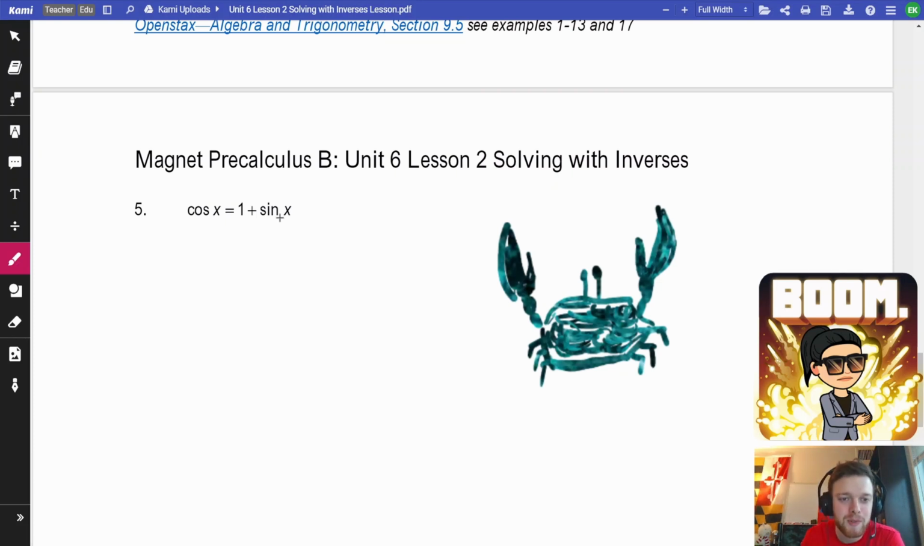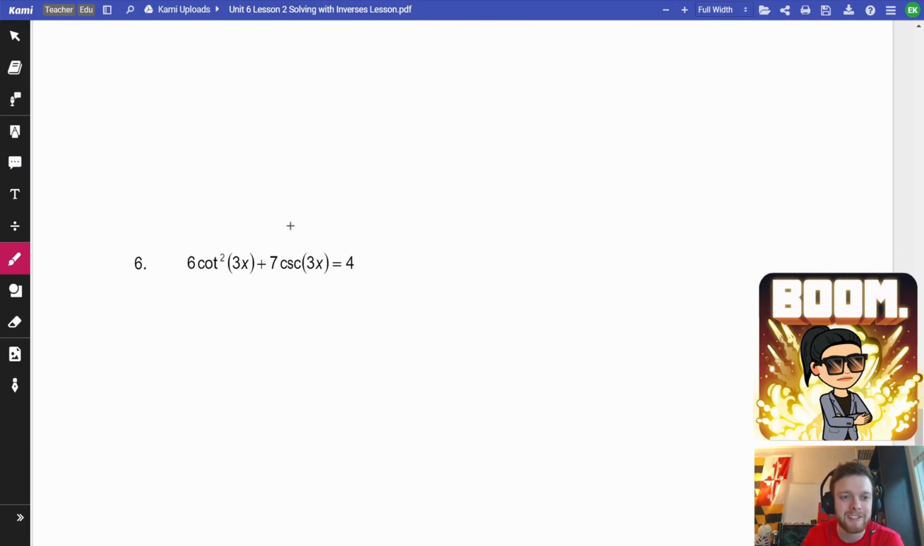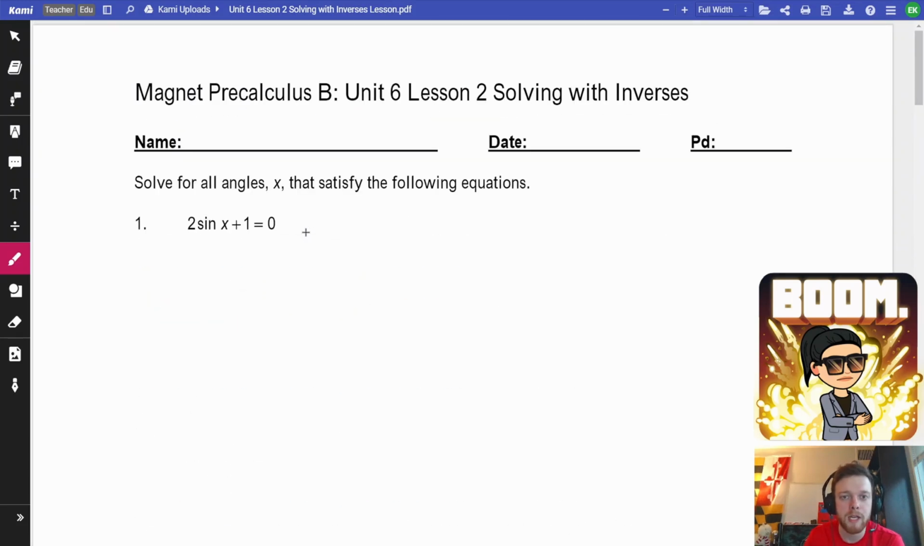Cosine x is equal to 1 plus sine x. And 6 cotangent squared 3x plus 7 cosecant 3x is equal to 4. So these problems get progressively more complicated.